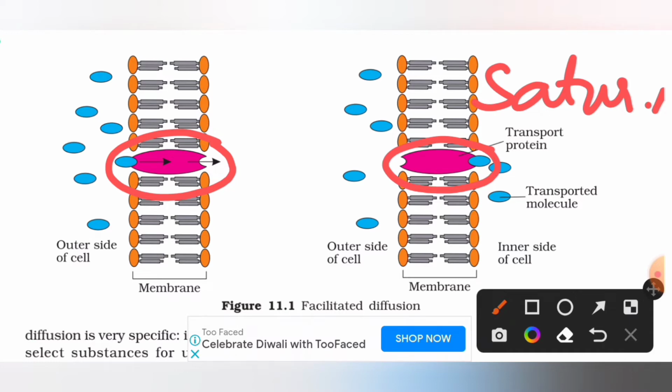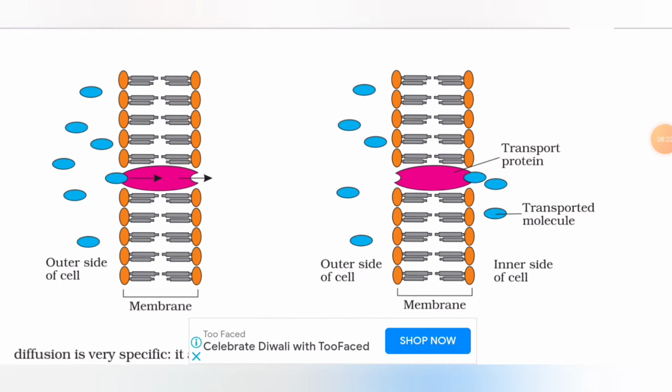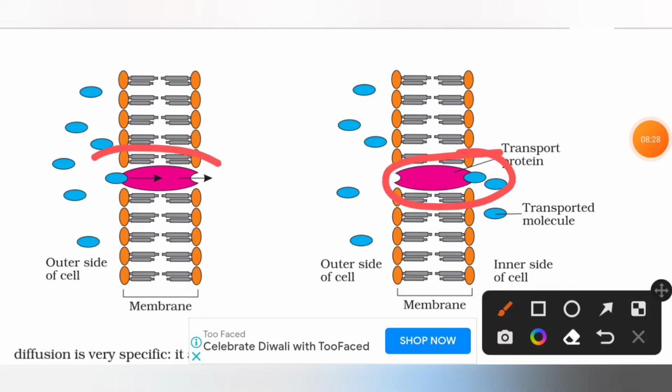Now, this type of diffusion, facilitated diffusion, is very specific. Why? Because it allows the cells to select the substances. It will select the substances and only then will it take them up. It is also very sensitive to inhibitors because it reacts with the protein side chains. So here you can see that these transport proteins, whatever we call carrier proteins, are forming channels in the membrane so that the molecules can pass through.